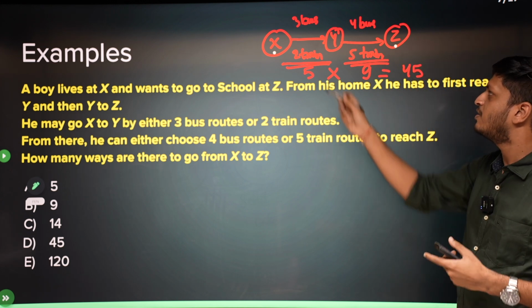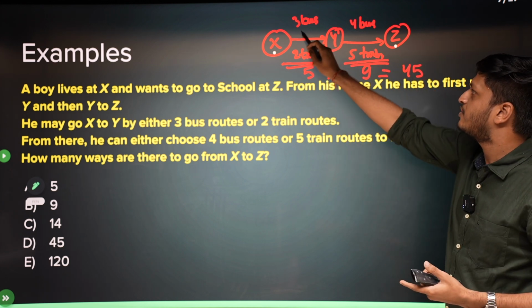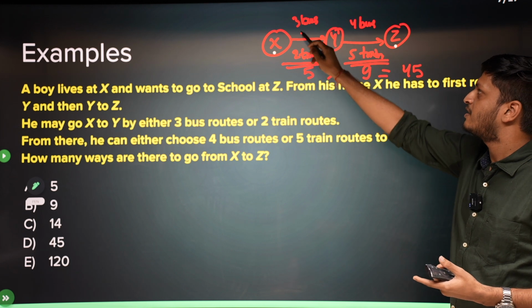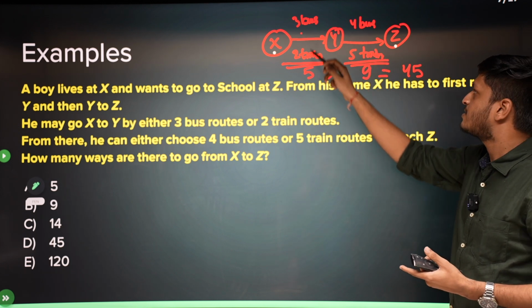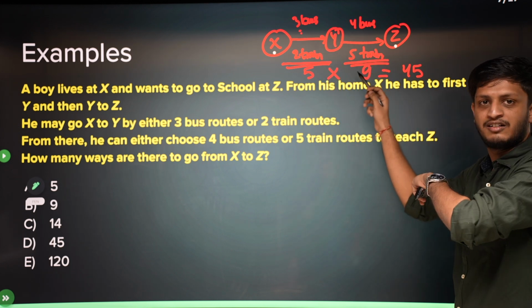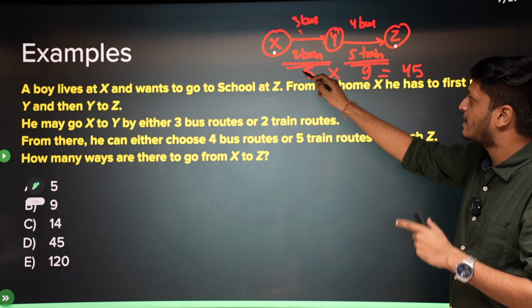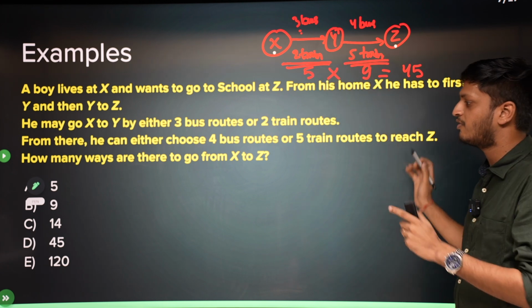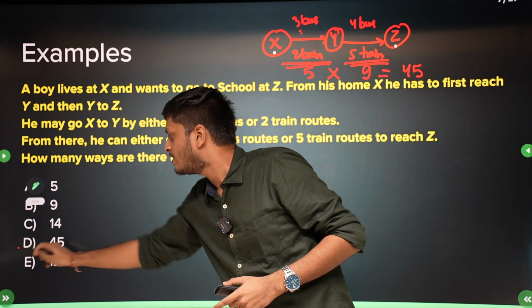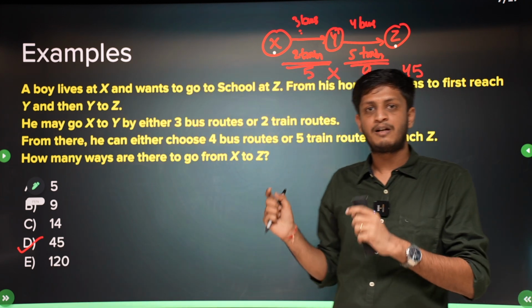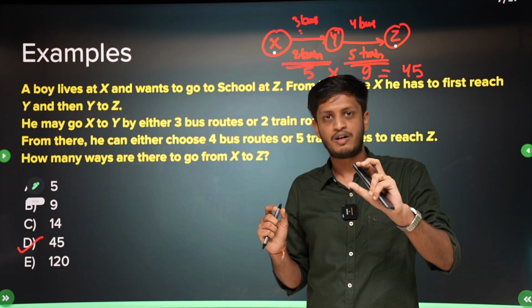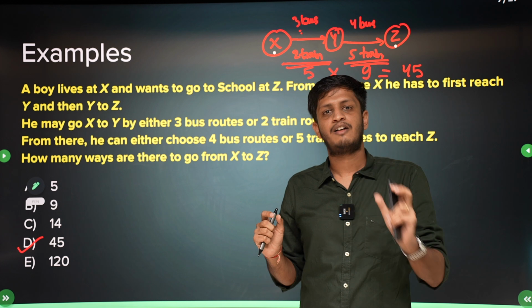So basically what are these 45 ways? Take the first bus and the first bus here, take the first bus and the second bus here, similarly first bus and the 5th train, and so on. The last option will be the second train and the 5th train. So there are 45 different options in which you can achieve this. Here we are applying both rule of sum and product. Always remember, 'or' we are applying rule of sum and 'and' we are applying rule of product.